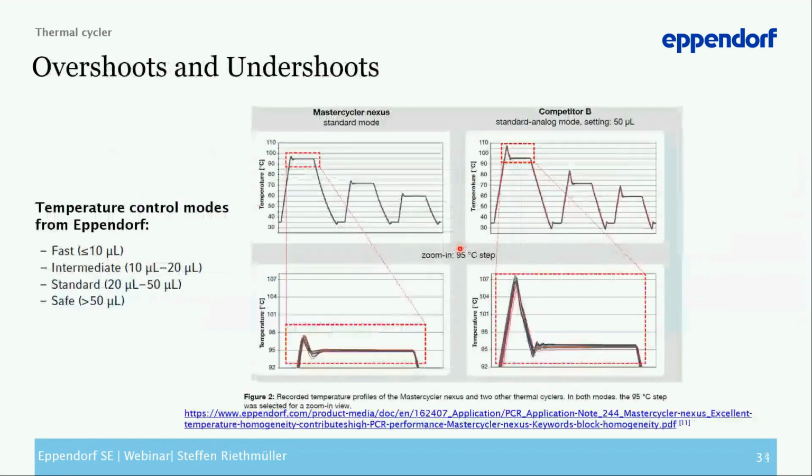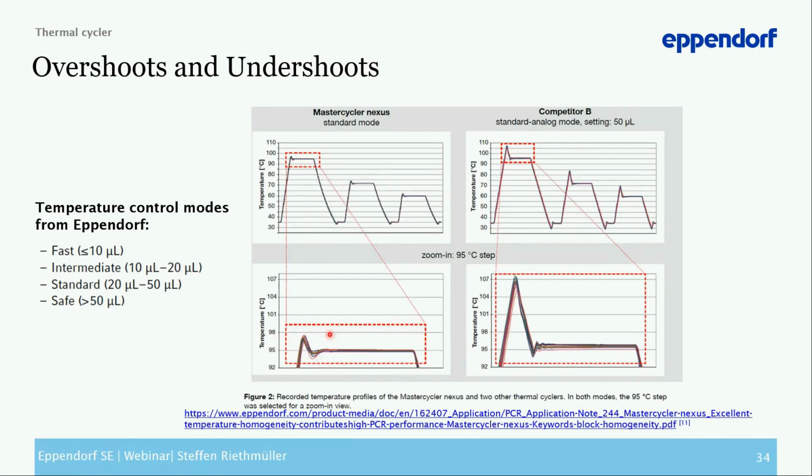I said that there's a second reason for the different total runtimes. And the second reason are the overshoots and undershoots. So first of all, what is an overshoot? You see here a temperature profile of the master cycler Nexus. And here you see the denaturation step. So the set temperature is 95 degrees. And in the beginning, you see this small peak here. This is the overshoot. And the overshoot is performed in order to reach the desired temperature in the sample faster.